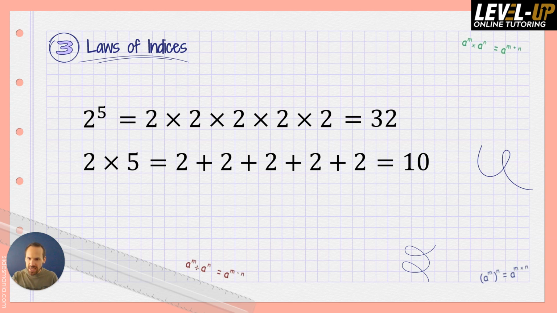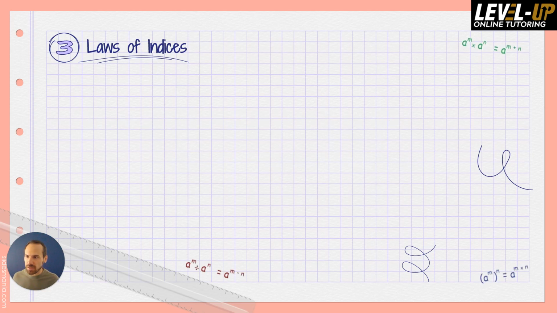You have your base, in this case being 2, and you have your exponent, which is 5 in this case. And it means take that base, multiply it by itself that many times, the exponent. So in this case, 2 times by itself 5 times. And we can use that to come up with certain laws that allow us to simplify things.